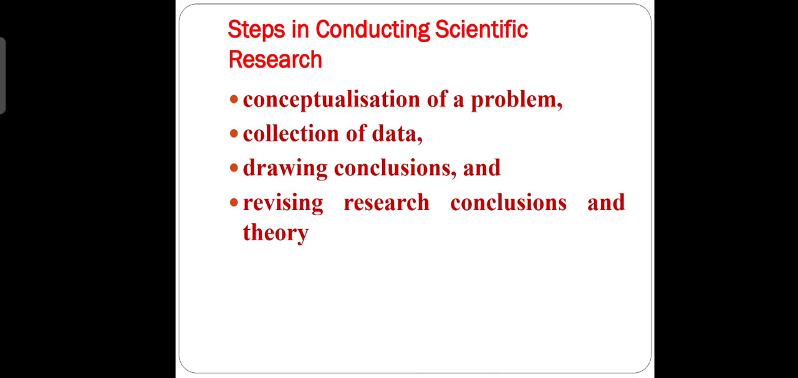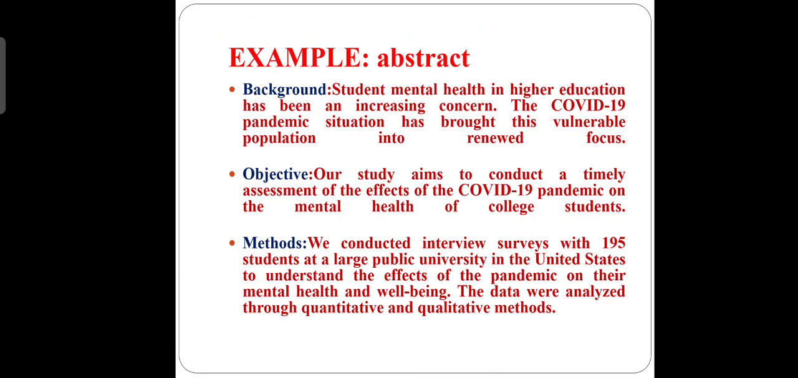And the other important thing is that depending upon the nature of the study, the researcher has to decide who would be the participants, because in this example, the college students are the participants. And now in this example, the method used was interview and surveys with 195 students at a large public university in the US to understand the effects of the pandemic on their mental health and well-being. Analyzed through quantitative and qualitative methods also. In this chapter, you have to know what quantitative and qualitative methods are.